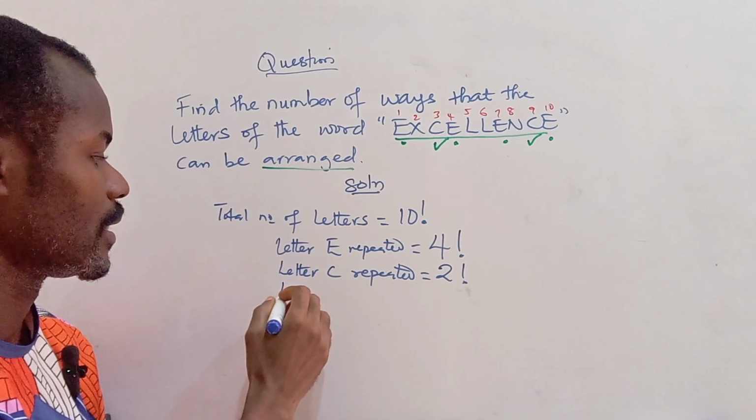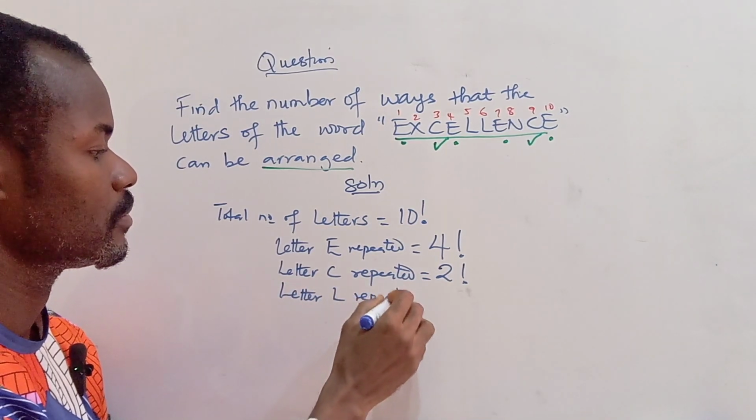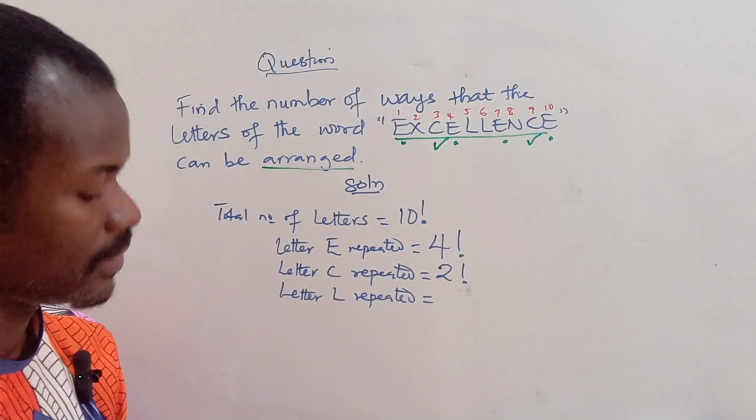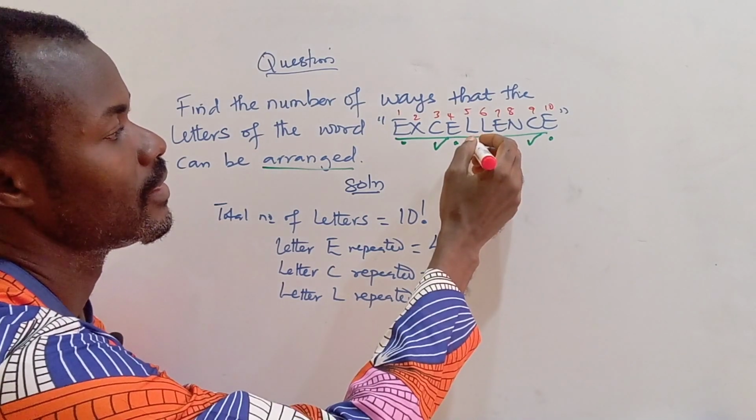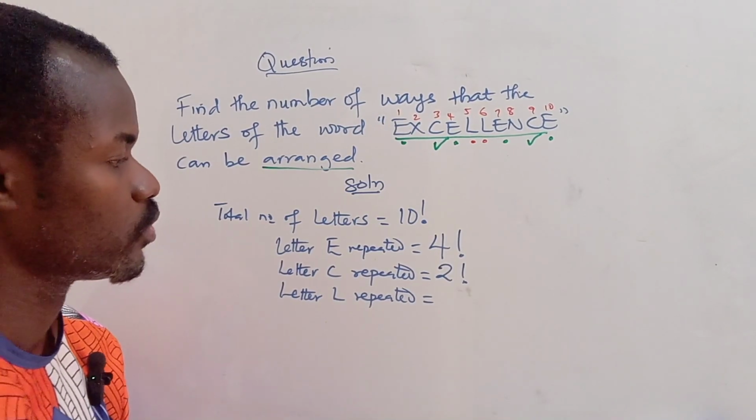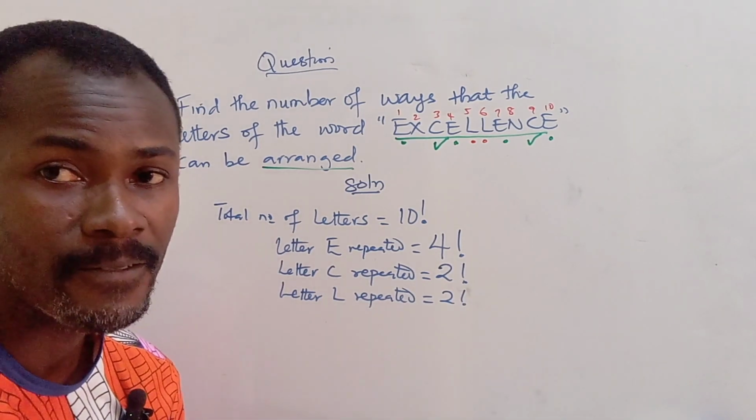Is there any other letter again? Yes, letter L. So letter L is repeated how many times? Let's quickly observe it. We have letter L here and letter L here. So we have it as 2 factorial.